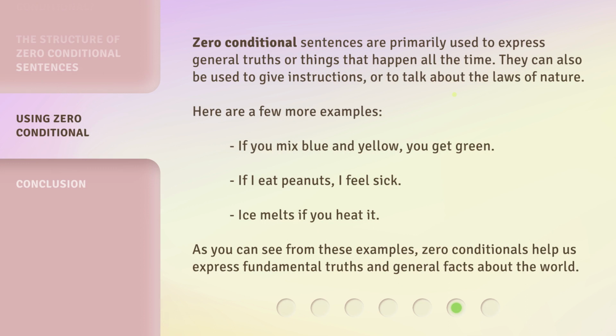Zero conditional sentences are primarily used to express general truths or things that happen all the time. They can also be used to give instructions, or to talk about the laws of nature. Here are a few more examples.